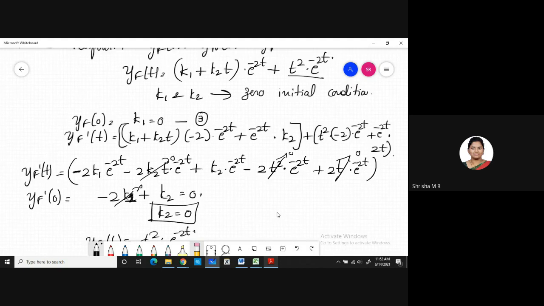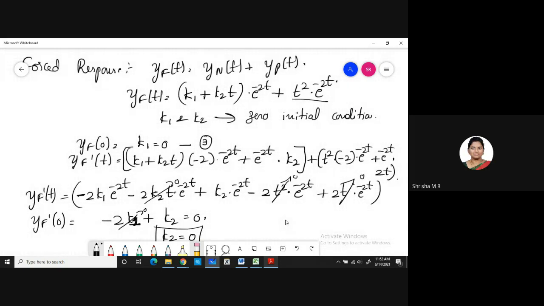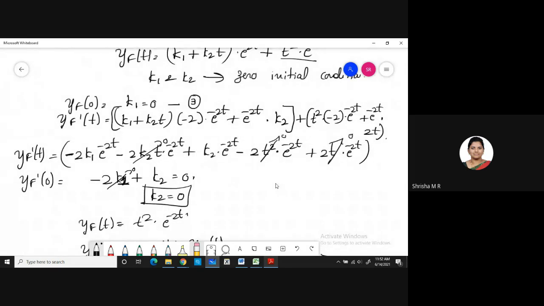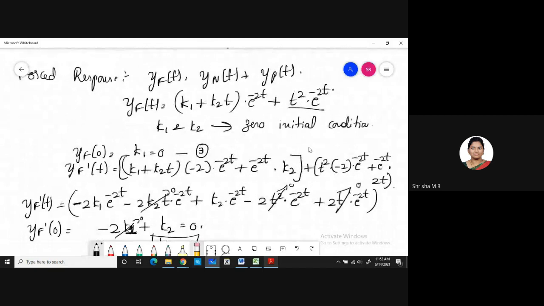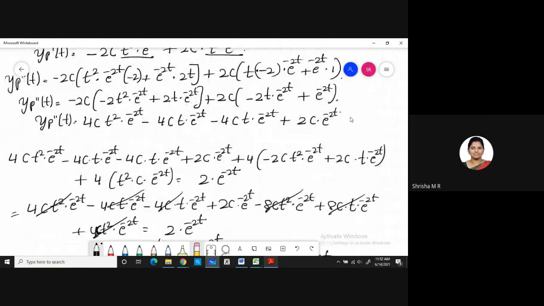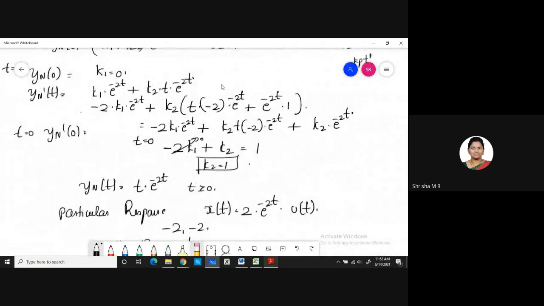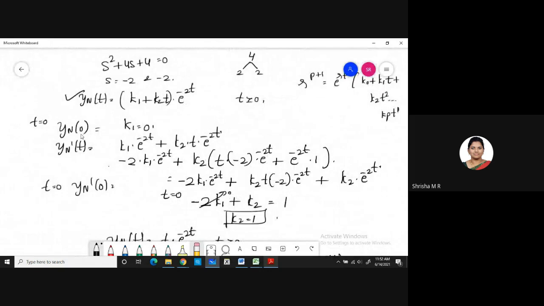Ma'am, if y of 0 is any value, what should we do? If y of 0 is equal to some value, you put that value when you are finding the natural response. When you are equating this yn of t, if you are putting t is equal to 0, that time equate that value to this when you are putting t is equal to 0.